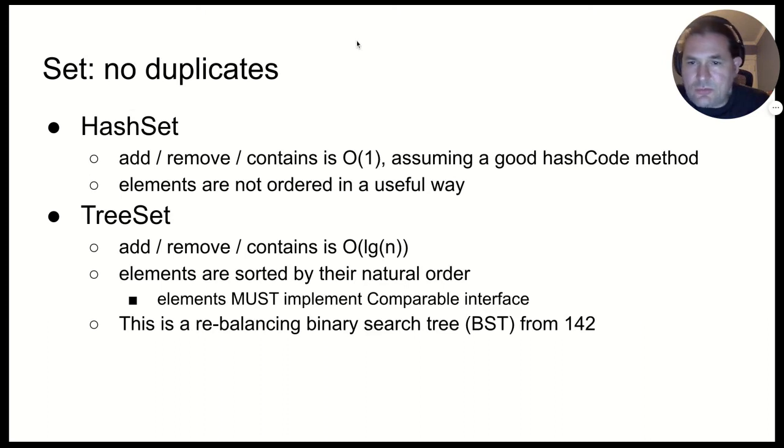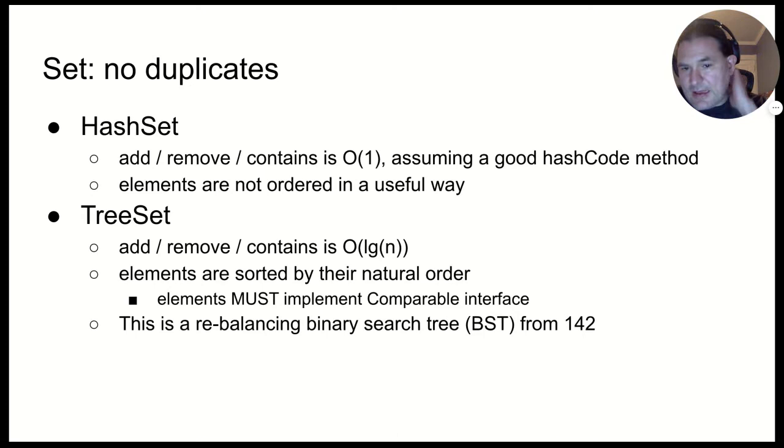Just a quick review. Remember, Set means no duplicates. And there's multiple implementations of Set. Set's an interface. But the two most common ones are HashSet. So for HashSet, add, remove, and contains is big O of 1 amortized, assuming you have a decent hashCode method. And the elements are not ordered in a useful way. It's essentially unordered. You can iterate through it, but who knows what order it's going to come out.